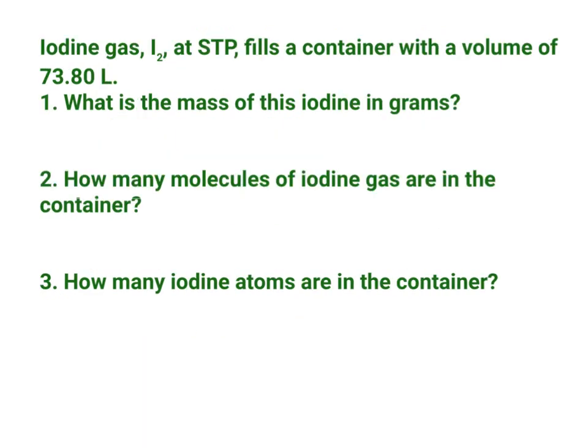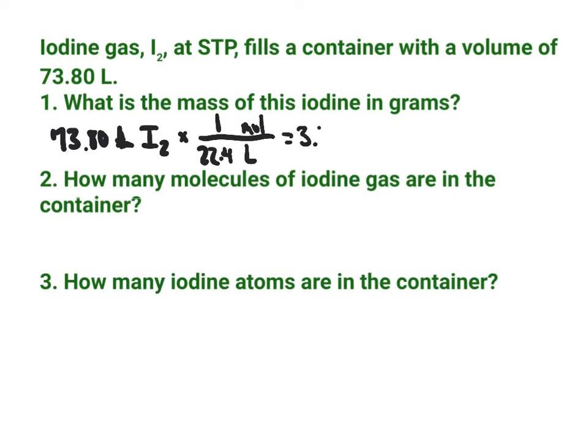So finally, we have this problem that combines both mass and volume. We have iodine gas at STP, and it fills a container with a volume of 73.80 liters. So we're going to start with the 73.80 liters that we have, and it's I2. Since I know we're at STP, I know that if I have 22.4 liters of a gas, I have 1 mole. This is going to give me 73.80 divided by 22.4, and it's going to give me 3.2946, and on and on and on.